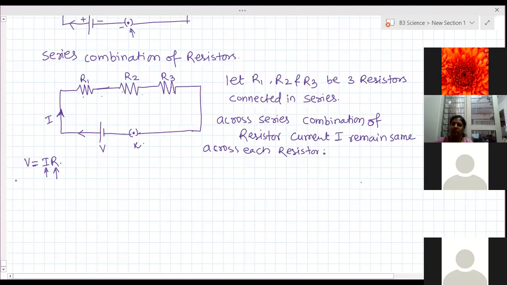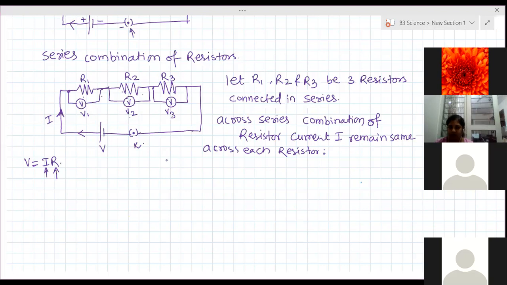So what happens to the potential difference across each resistor? If I connect a voltmeter across this resistance to find the potential difference, I will connect one voltmeter here, another voltmeter across the second, and one more voltmeter across the third resistor. I will consider these readings V1, V2, and V3. Will the voltmeter readings V1, V2, and V3 remain the same or change? I think it will change. It is different.